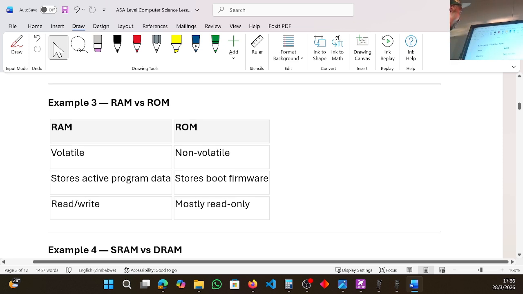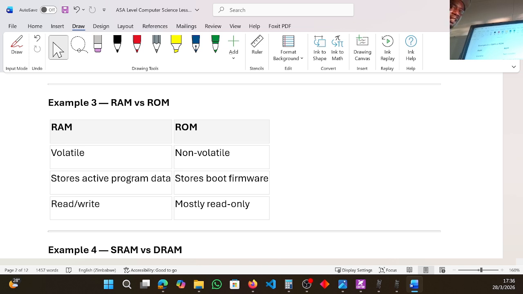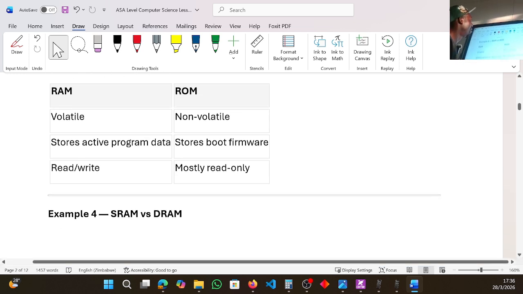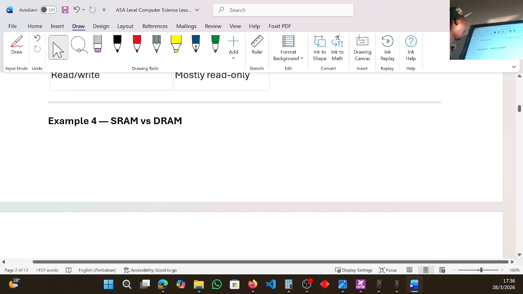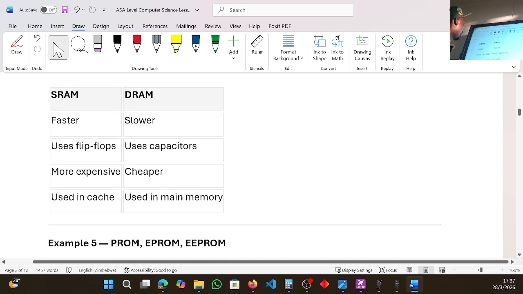So let's have a look at a comparison between RAM and ROM. We spoke earlier that RAM is generally faster as compared to ROM. Another one is volatility. With RAM, data is lost after power has been lost. But ROM is non-volatile. When we look at reading and writing, with RAM we have read-write, but in ROM, mostly it's read only. So we're looking at static RAM versus dynamic RAM.